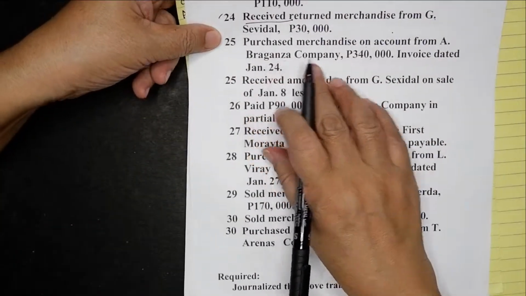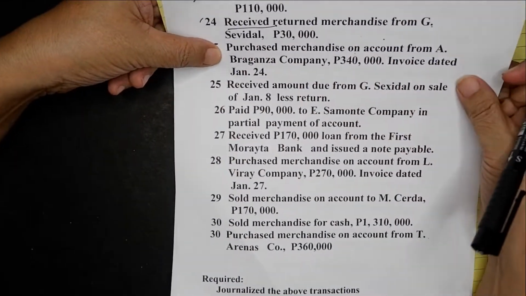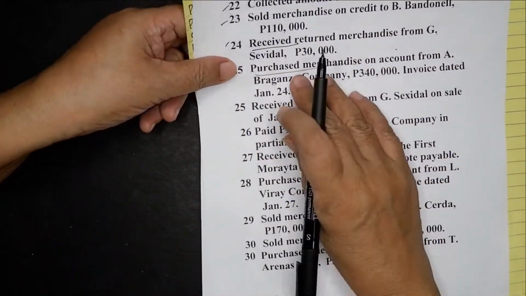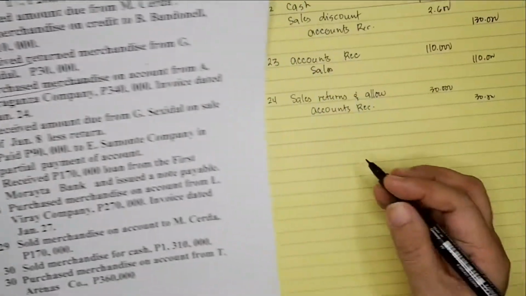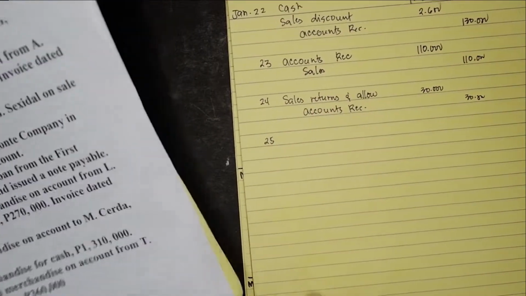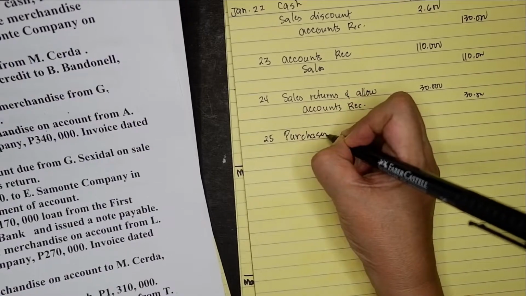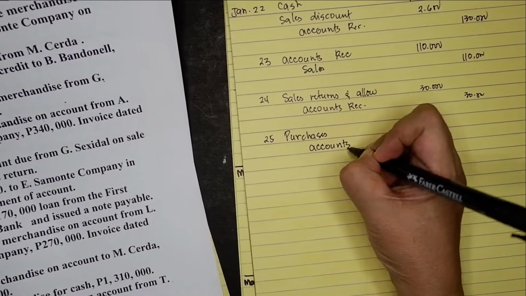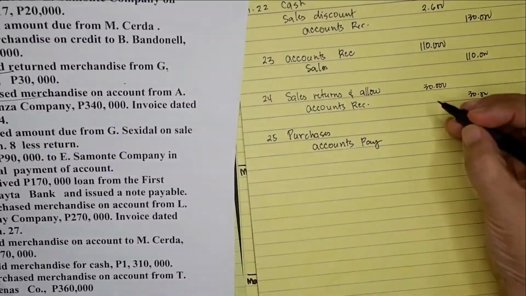Okay. Purchase merchandise on account from A. Braganza Company, 340,000. Invoice dated January 24. So, purchase merchandise. Purchases is debit. So, that is 25. So, debit purchases. And since it is on account, it means it is accounts payable. That is 340,000.